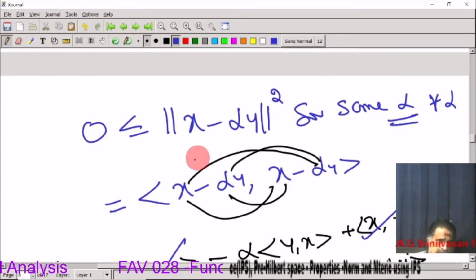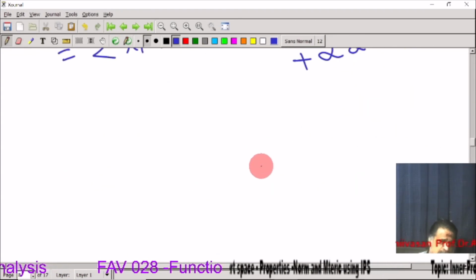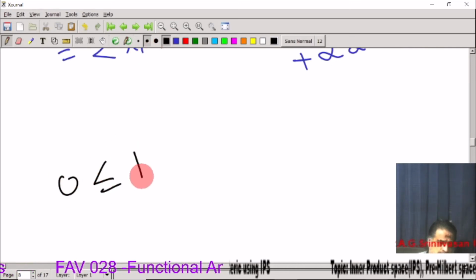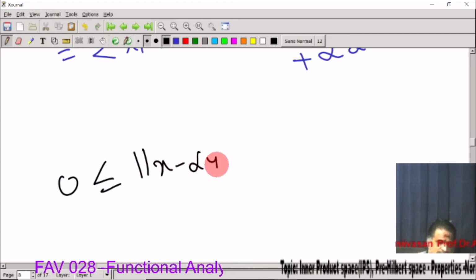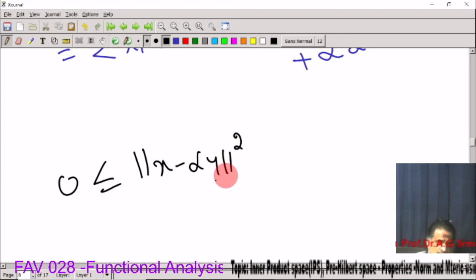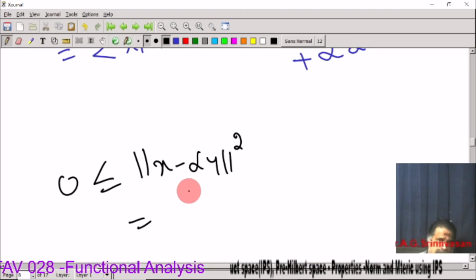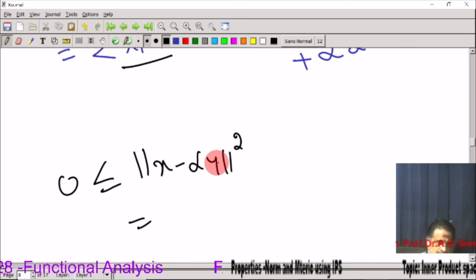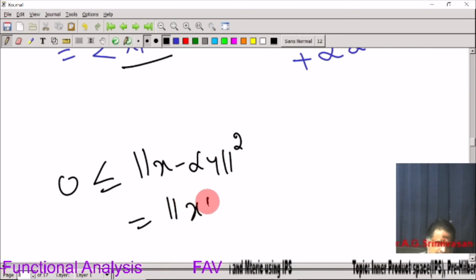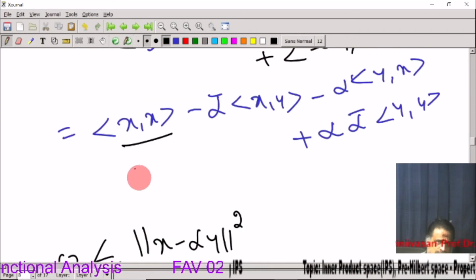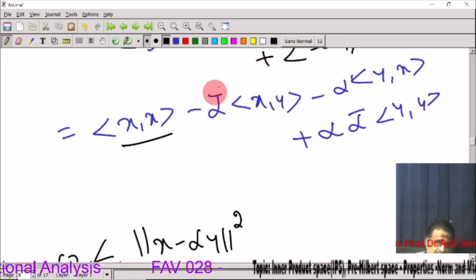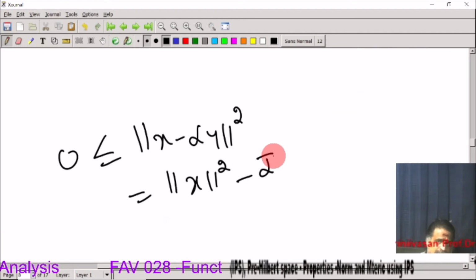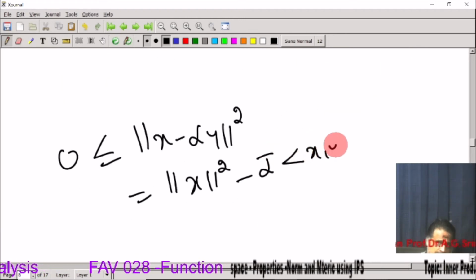Therefore, let me write this part again one more time. So this means 0 is less than or equal to the norm of x minus alpha y, the whole square, which is equal to norm x square. And I will write this term first, minus alpha bar xy. I am not disturbing that.